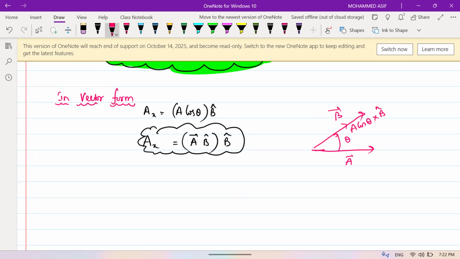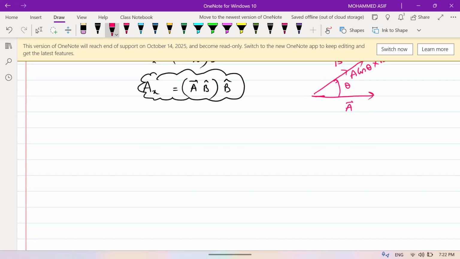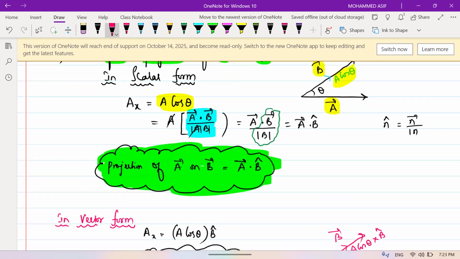Okay, sir. In the same way, if I am talking about the projection of B bar on A bar, how do you write it? Can anyone tell me? Projection of B bar on A bar. What will be the answer? B cos theta. How much is cos theta? Cos theta is A cap dot B cap, so that will be B bar dot A cap. Yes, sir.